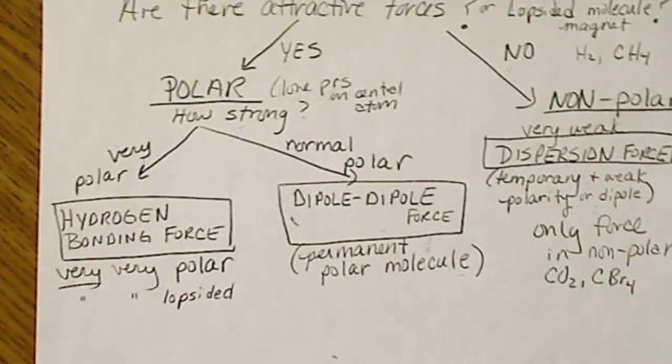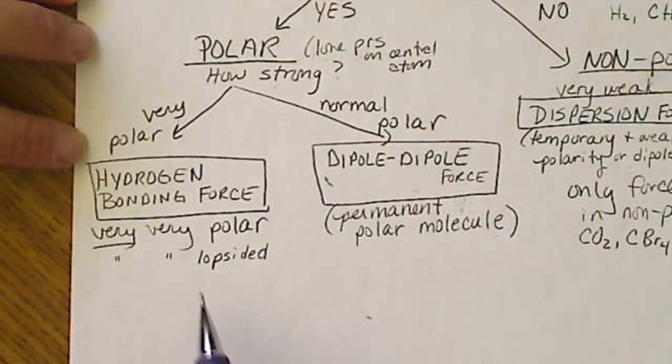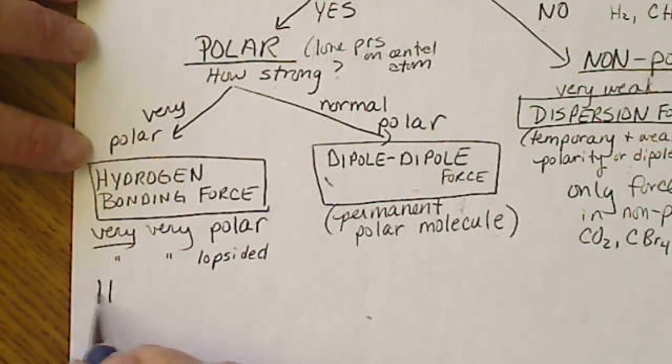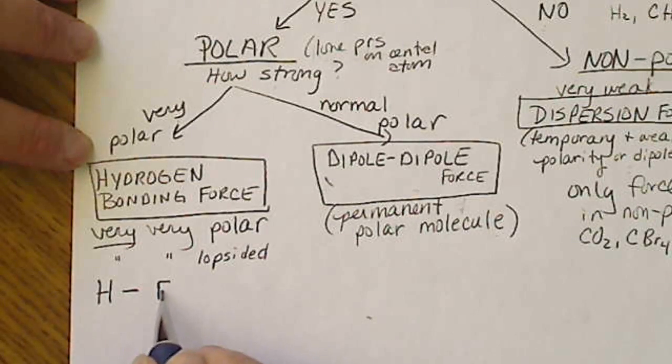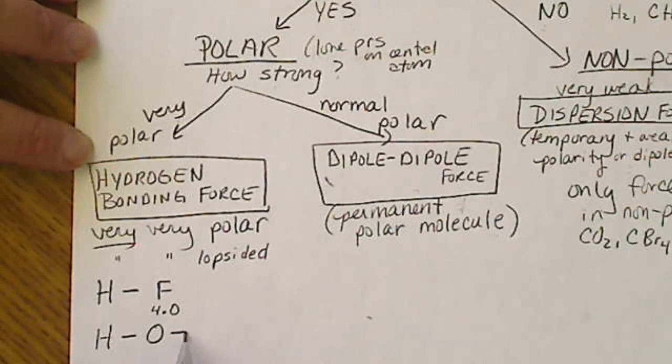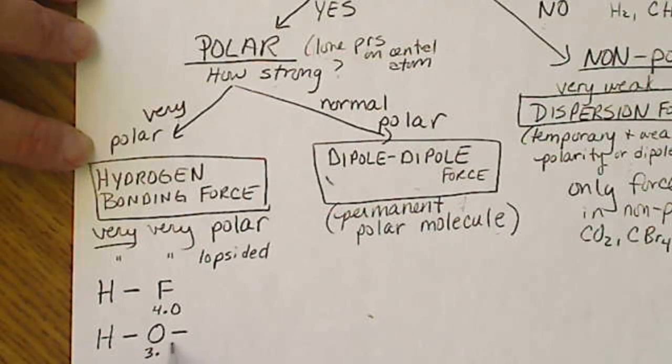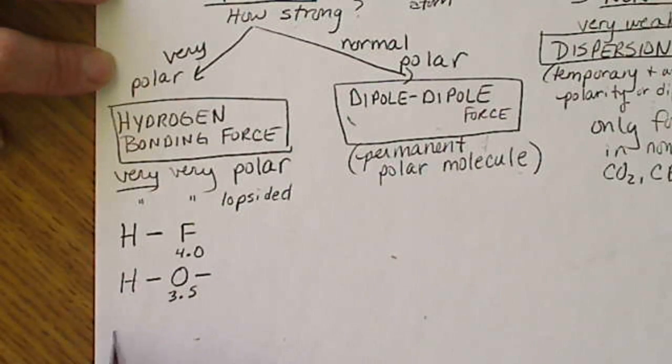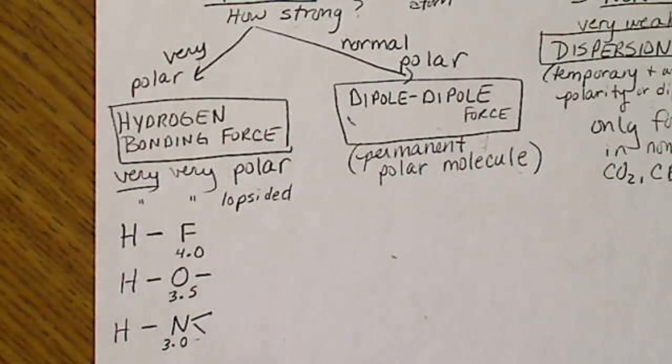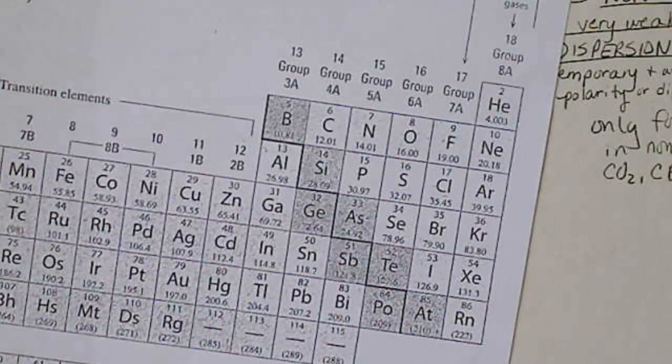And that's just very polar, and it's called hydrogen bonding because this type of force has to occur between hydrogen and either a fluorine, remember that has an electronegativity of 4.0, or a hydrogen has to be directly bonded to an oxygen, and oxygen's electronegativity was 3.5, or hydrogen has to be directly bonded to a nitrogen. So the three most electronegative atoms, starting with fluorine, those are in the top right-hand corner of the periodic table.